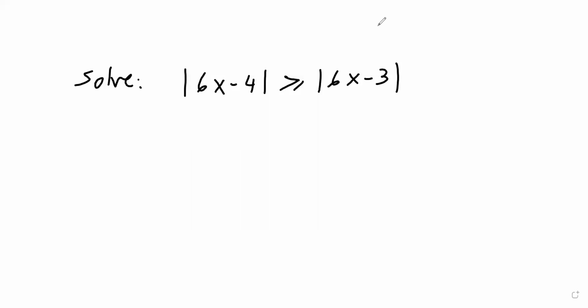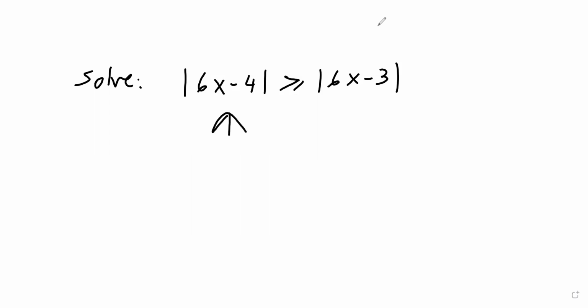Okay, so instead of solving this algebraically, I'm going to solve this graphically. The right-hand side and left-hand side are both absolute value functions, so I'm going to graph each one and then look at the intersection. The left side is the absolute value of 6x minus 4. So let's try to graph this.